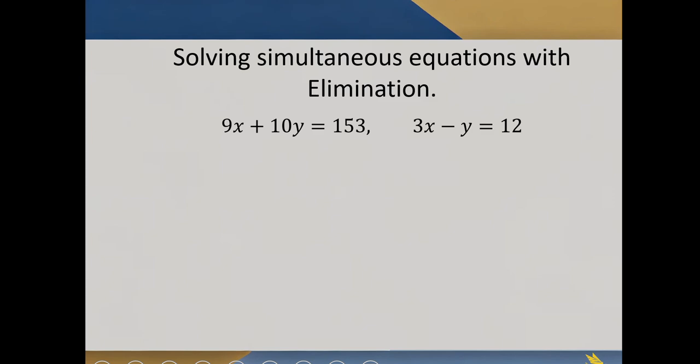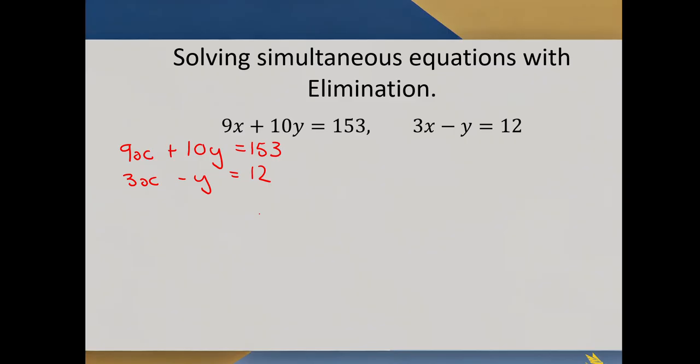Now we're looking at elimination. So with elimination, we need to line them up and make sure that our x's are under each other and our y's are under each other. So I'll do that before we go any further. So 9x plus 10y equals 153. And then 3x take away y is equal to 12.